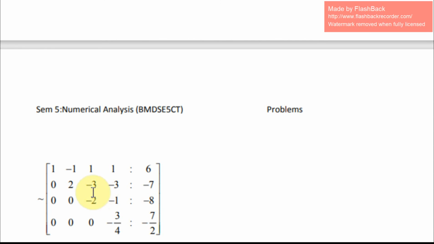See here, this is the upper triangular matrix. All these terms become 0. This becomes only the x4 term, and this is a constant term. Clearly A is in triangular form.